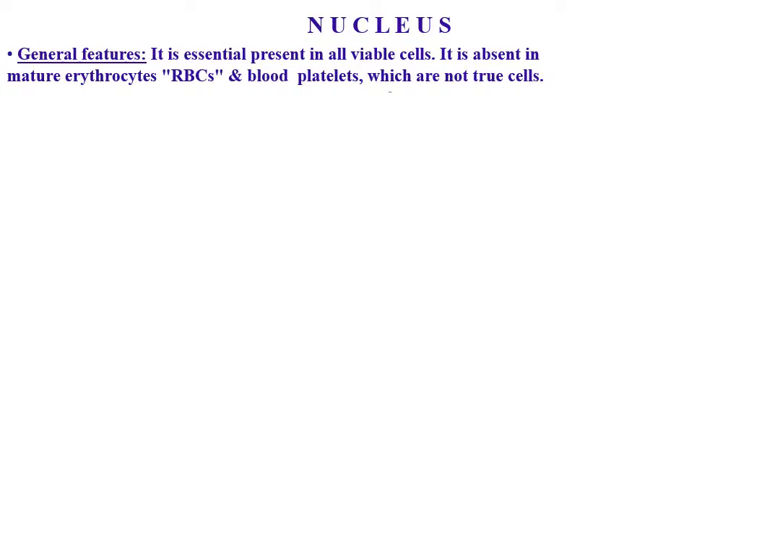Nucleus. General features. Nucleus is an essential organelle present in all viable cells. It is absent in mature mammalian erythrocytes (RBCs) and blood platelets. These are not considered true cells. Site. Nucleus may be central, eccentric, or peripheral in position.